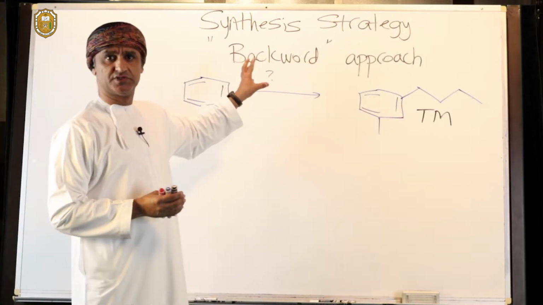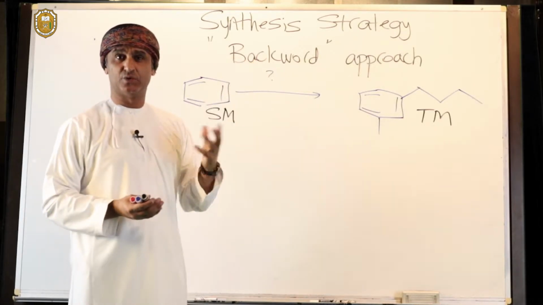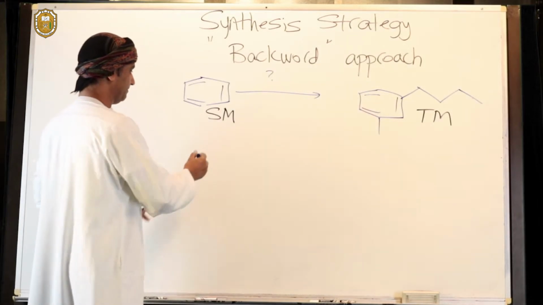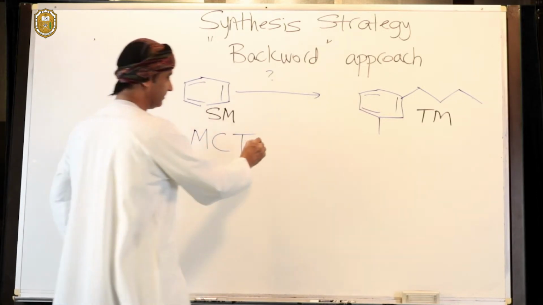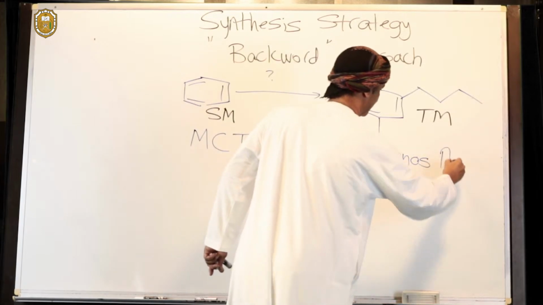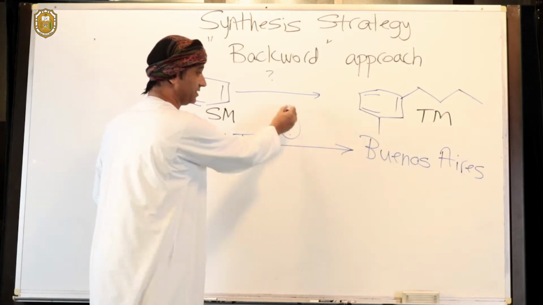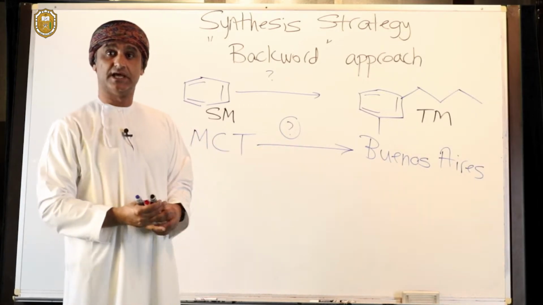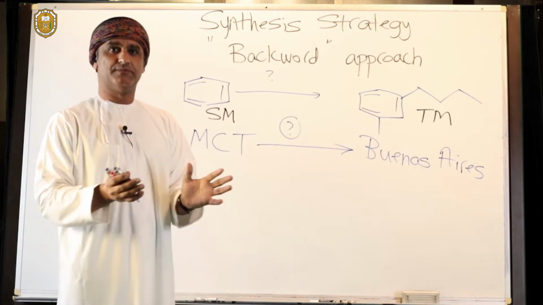Now, one elegant way to analyze synthesis is to adopt what's called the backward approach. In order to illustrate this, let me give you an analogy. Let's say we want to go from Muscat to Buenos Aires. This is like a flight itinerary, from Muscat to Buenos Aires, and of course you know where Buenos Aires is. That's in Argentina. So if you want to go to Buenos Aires in Argentina, departing from Muscat, what flight route would you take? That's really basically the question.